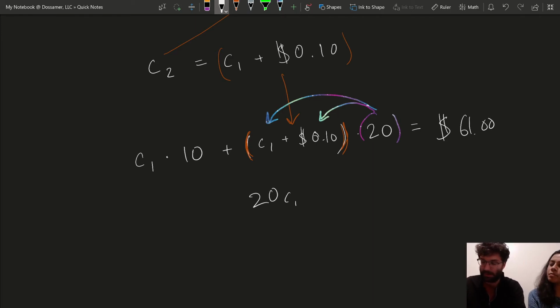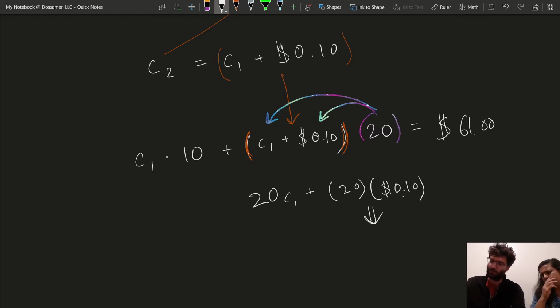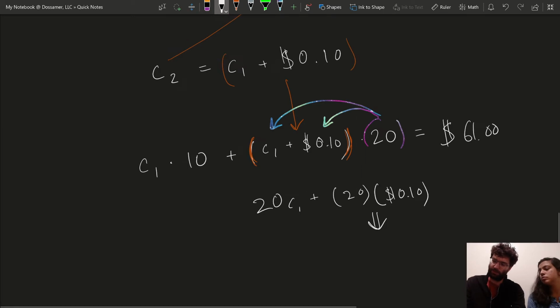C1 times 10. Times 10? Yeah. Are we just doing the brackets? Just tell me the brackets. C1 times 20, or 20C1. 20C1. And that's the thing. If I had written things a little differently, I would have put the 10 before the C1 earlier, because it's good to have numeric constants ahead of variable constants. But yeah, so 20C1, and then plus $2?